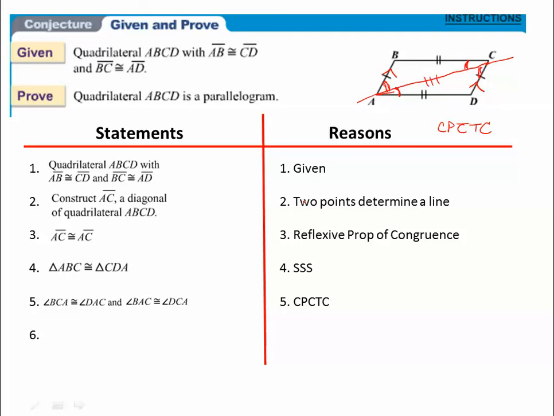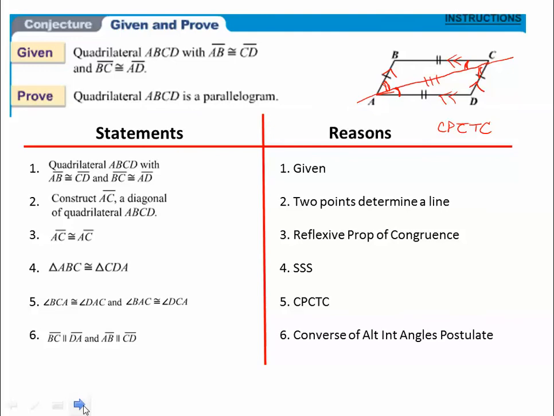Okay? And I also know that AD is going to be parallel to BC. And I know that because remember, if I can prove that alternate interior angles are congruent, then the lines are going to be parallel. And that was the converse of the alternate interior angles theorem.